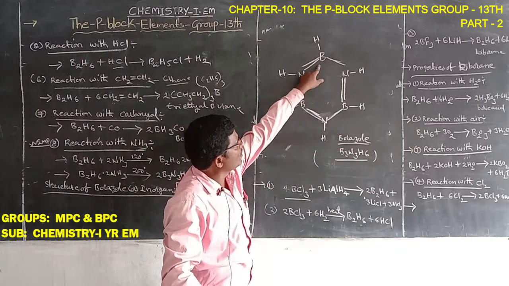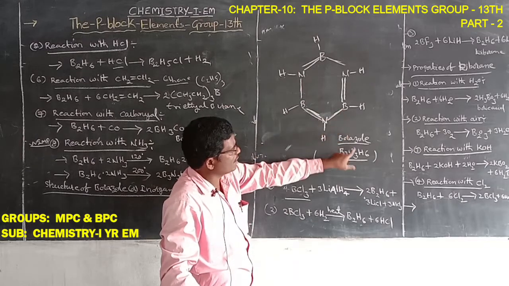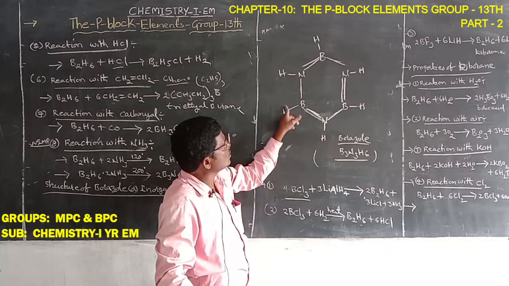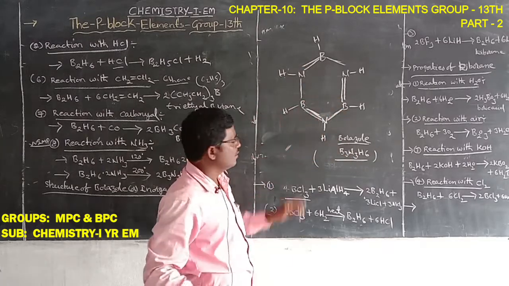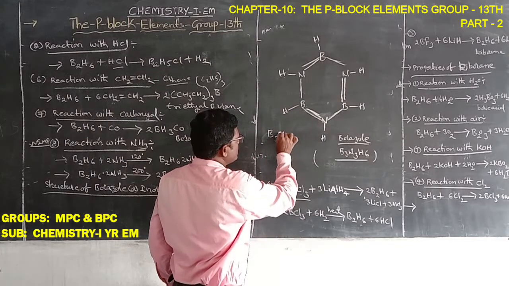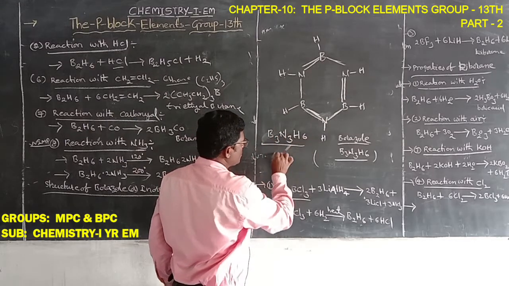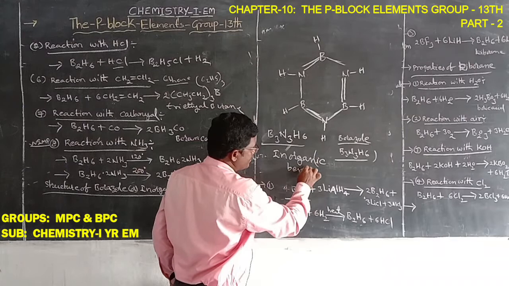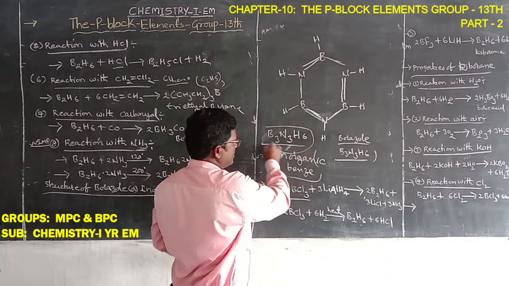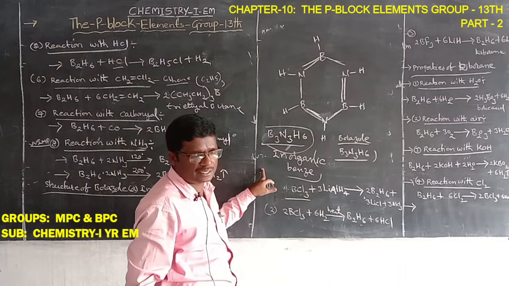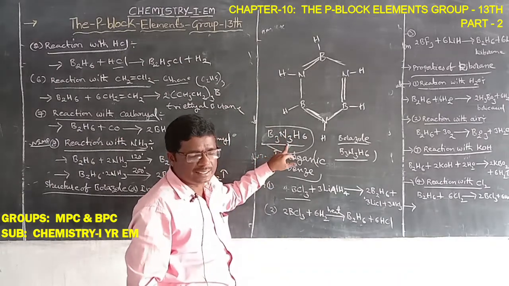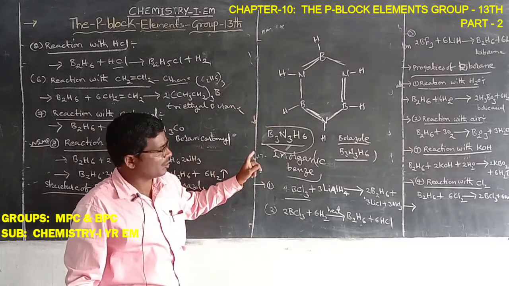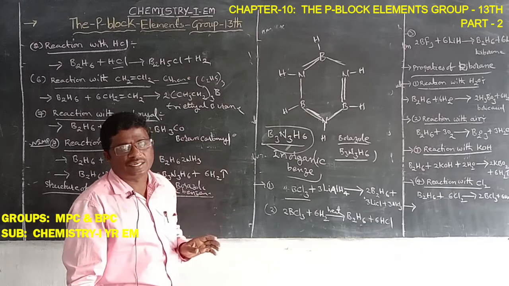3 boron atoms, 1, 2, 3. Next, 3 nitrogen atoms, 1, 2, 3, and 6 hydrogen, 1, 2, 3, 4, 5, 6. That is the formula of B3N3H6. It is also known as inorganic benzene. It has a benzene-like structure, which is why it is called inorganic benzene. Inorganic benzene formula B3N3H6, also called inorganic benzene or borazole or borazine. That is the properties of diborane.